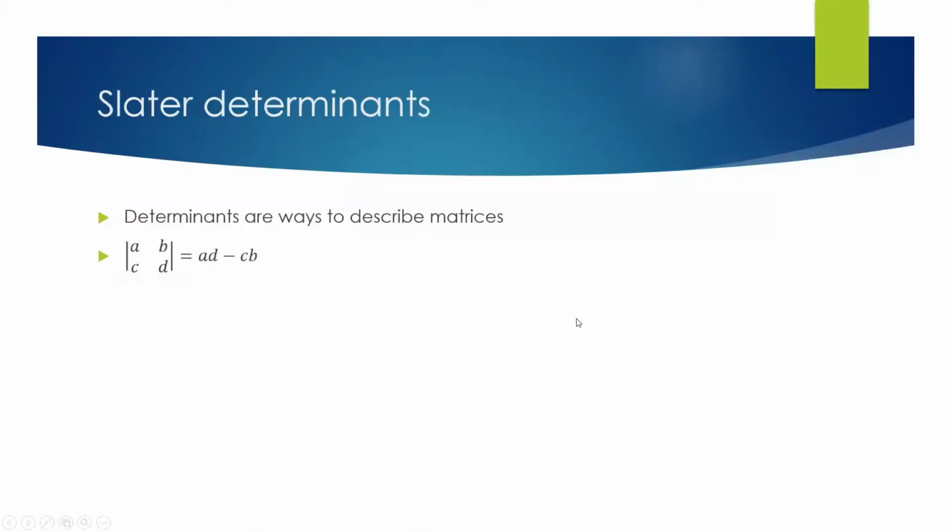So determinants are a way to talk about matrices. If we have, for example, a 2x2 matrix where we have A, B, C, D as the four entries, to construct the determinant, we simply take A times D and then subtract C times B. That's what's shown here, and this gives us a single number that is the determinant of the matrix.